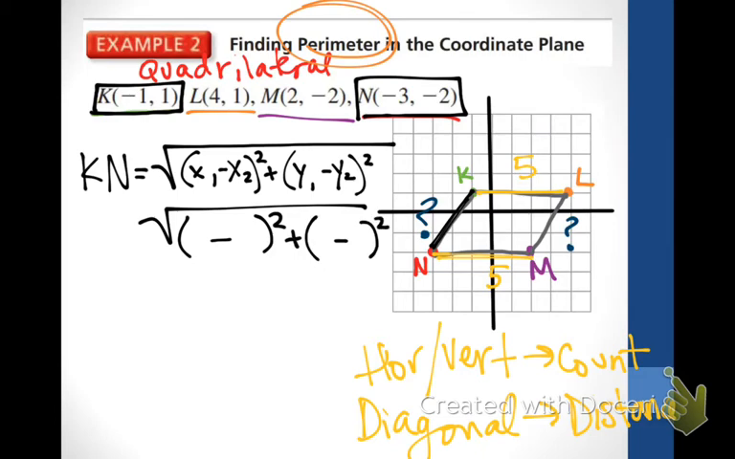I always write the formula with blanks so that I can just plug straight in. I'll give you a second to do that. We can also label the points that we are given. So K, which would be x1, y1, and then N would be x2, y2.